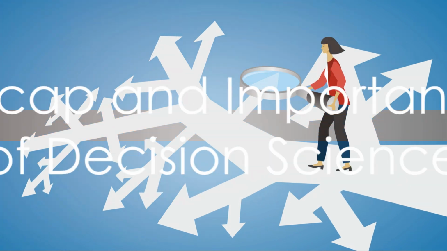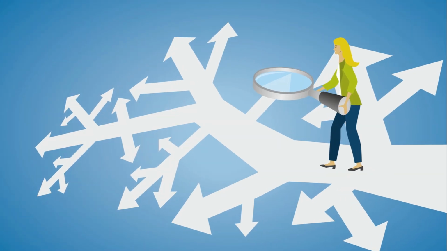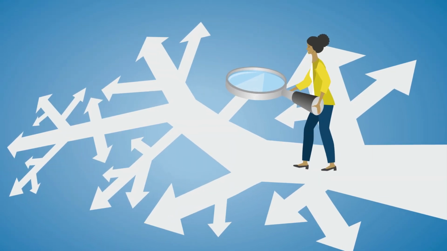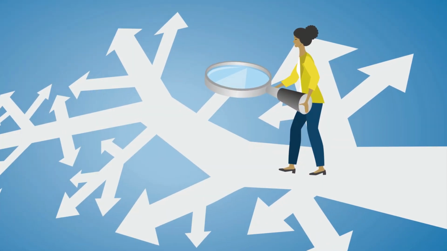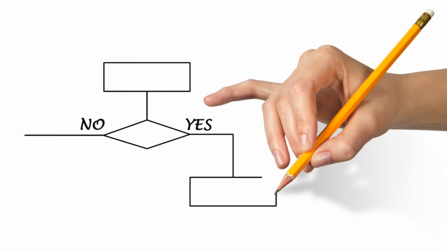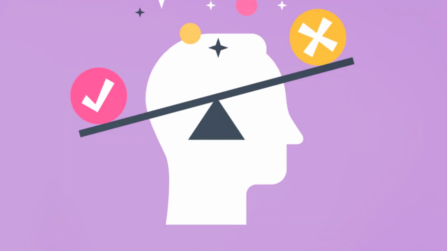So what have we learned? Decision science is a multidisciplinary field that helps us understand and improve the way we make decisions. Decision trees are visual tools that help us map out the potential outcomes of different choices. And computational decision theory is an advanced field that uses mathematical models and algorithms to make complex decisions.